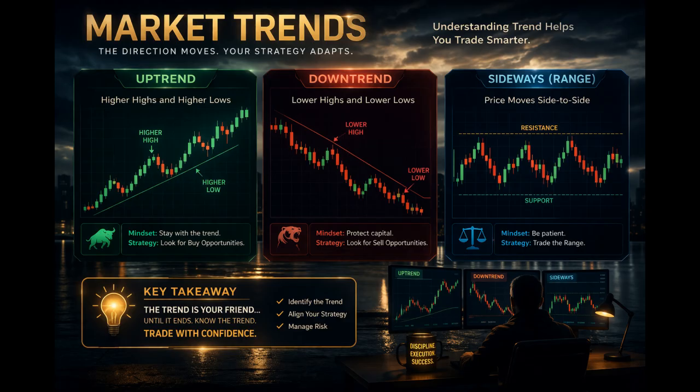Sideways market. A sideways market occurs when price moves within a narrow range without forming a clear upward or downward trend. For example, Bitcoin may move between $70,000 and $71,000 for several hours or days. Sideways markets often occur when buyers and sellers are evenly balanced. Many breakout strategies wait for price to exit a sideways range before entering trades.